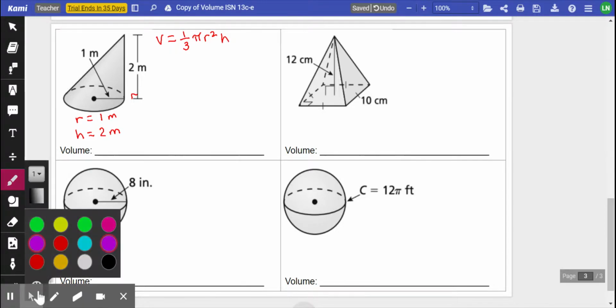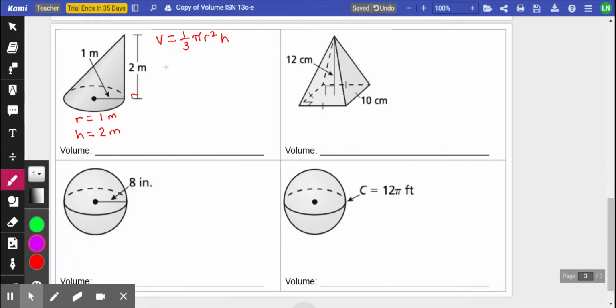So we are going to substitute these numbers into our formula. So we have volume equals 1/3 times pi times radius squared. That radius was 1, so I'm going to put that 1 in parentheses because I just want to square the radius. And then times the height, which was 2. And we will talk about units at the end.